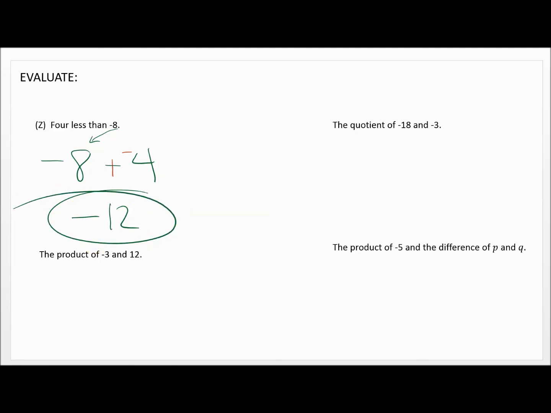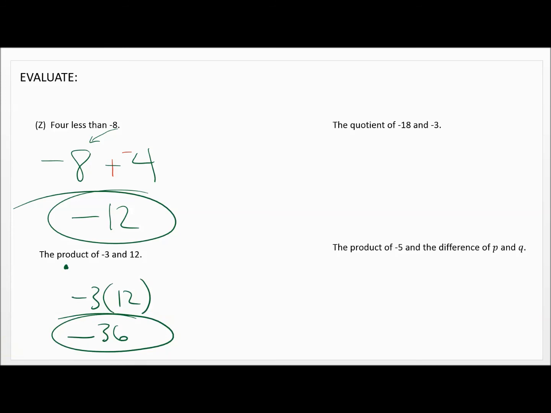If I go down, the product of negative 3 and 12, what does product mean? It means multiply. So I multiply negative 3 times 12. We know a negative times a positive is always a negative, and 3 times 12 is 36. So negative 3 times positive 12 is negative 36.